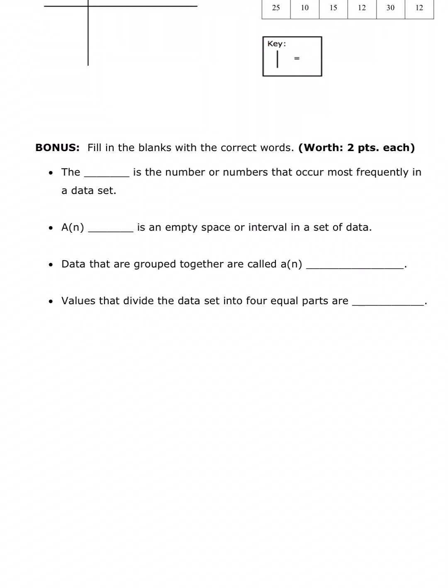Bonus. Fill in the blanks with the correct words. The blank is the number or numbers that occur most frequently in a data set. A blank is an empty space or interval in a set of data. Data that are grouped together are called a blank. Values that divide the data into 4 equal parts are blank.